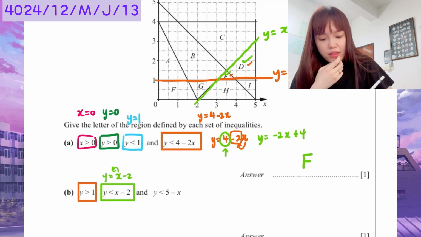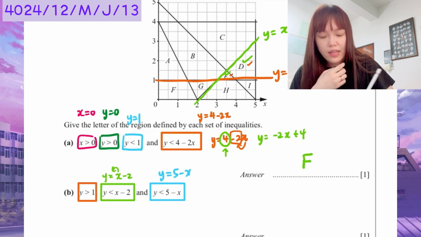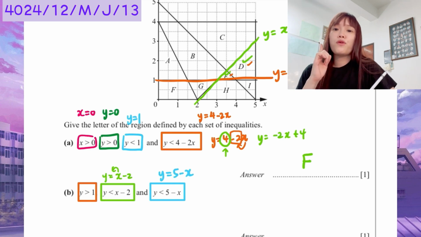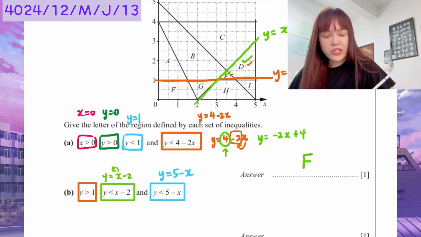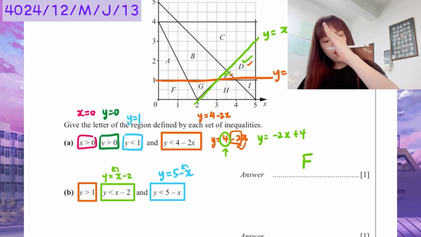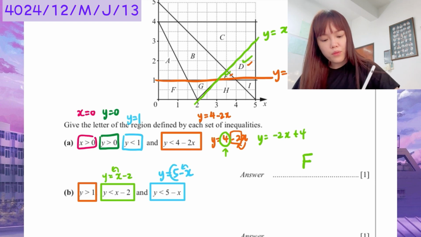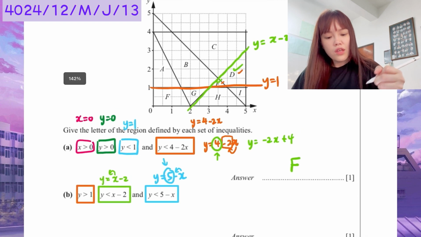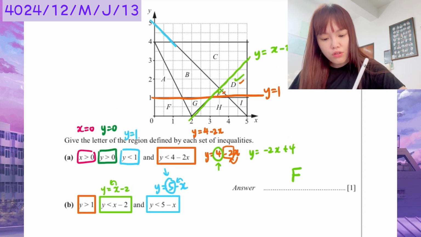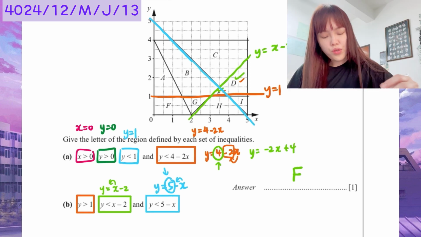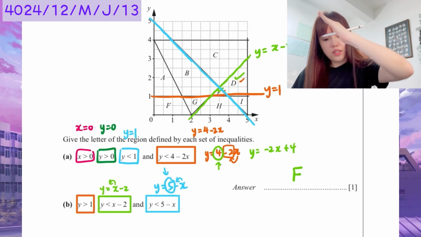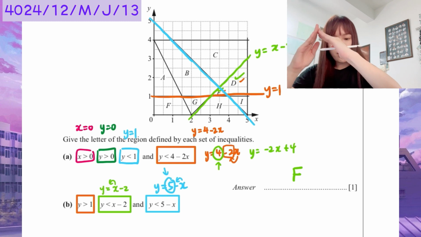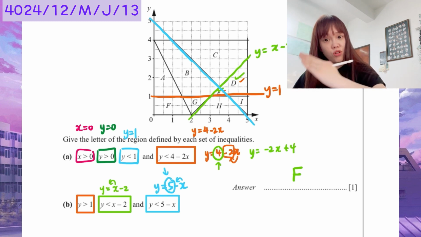And then combine with y smaller than 5 minus x, which is y equals 5 minus x. You need to know where the line is before you know smaller than or larger than. So y equals 5 minus x, you look at the coefficient of x, it's negative, which means it's going down, like this. And it touches at 5 because that is your y-intercept. So the line that is touching at 5 and has a negative gradient is this. If smaller than, it's all below.